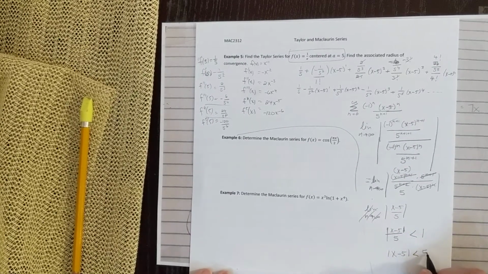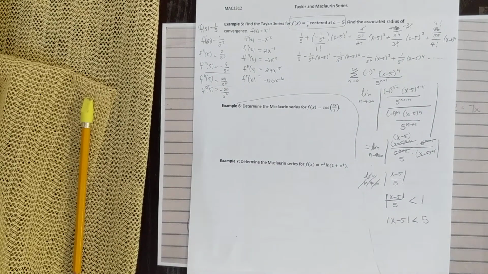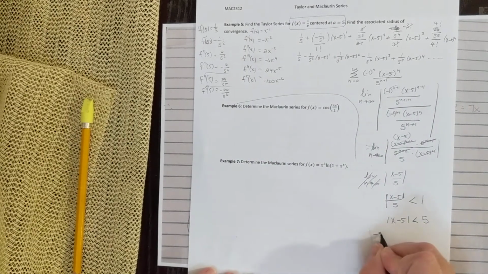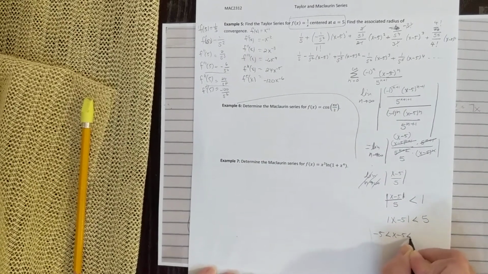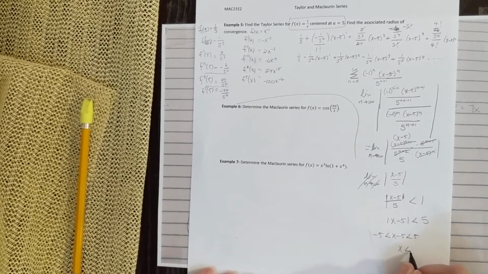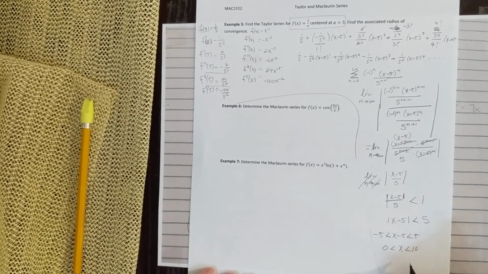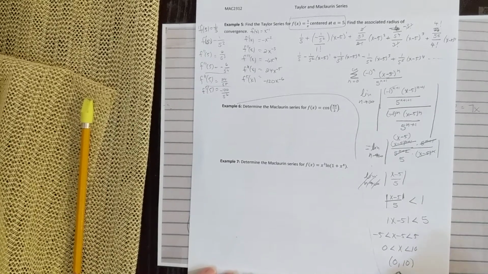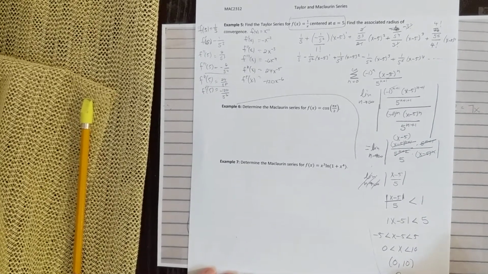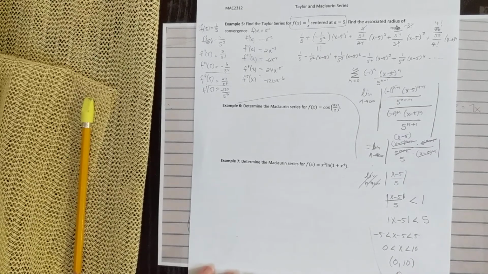If you multiply this by 5, as long as the absolute value of x minus 5 is less than 5, we're in good shape. We can remove the absolute value signs and we get x minus 5 is less than 5, add 5. This is our interval of convergence, and the radius of convergence is 5. And that is what we have for that one.